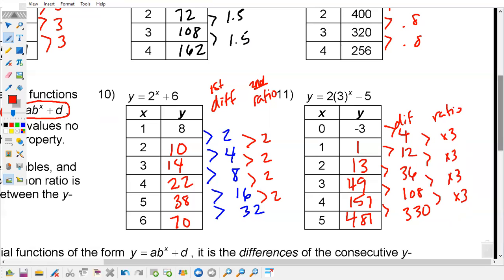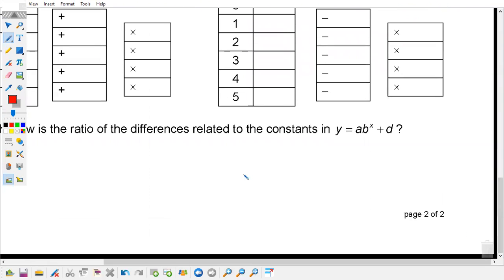All right, so really quick, I need to do the summary. I'm just going to tell you that your common ratio is your B value, right? Did we understand that? The ratio is your B value. And when it's in this form, your y-intercept equals your A plus your D. Okay? All right. Thank you guys.